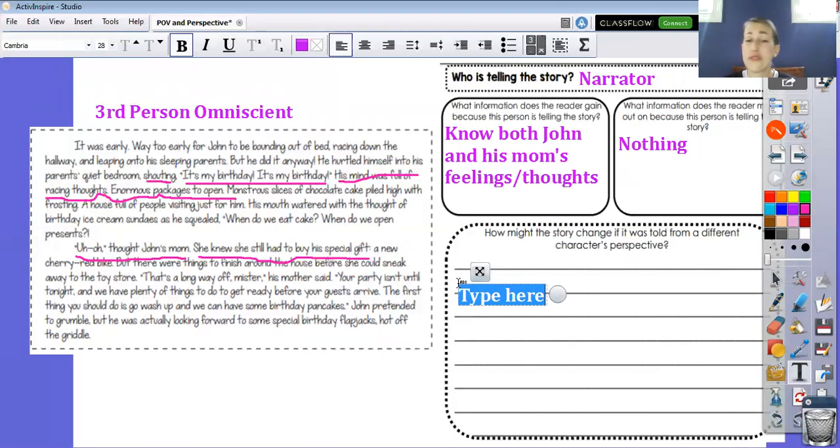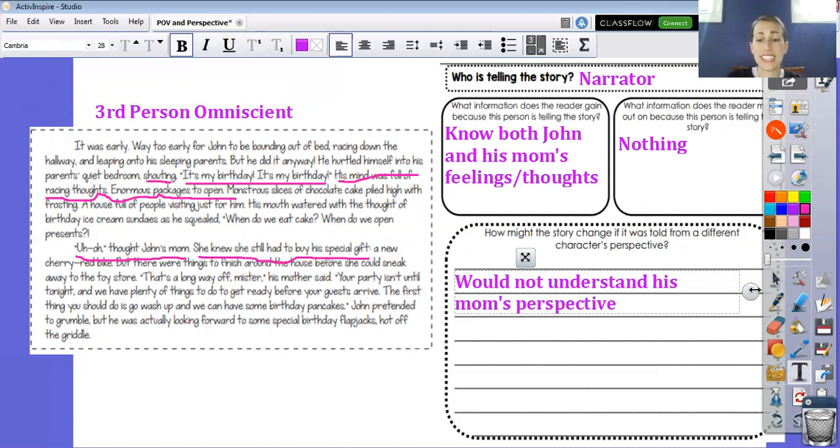Now, if it was told from a different perspective, like maybe the narrator made this third person limited, like the last story we read, where we only know John's thoughts and feelings, we would not understand his mom's perspective, because we only see the narration about her. We don't know what she's thinking or feeling. So that is one way to tell perspective. We can see John's thoughts and feelings as well as his mom's in the third person omniscient story.